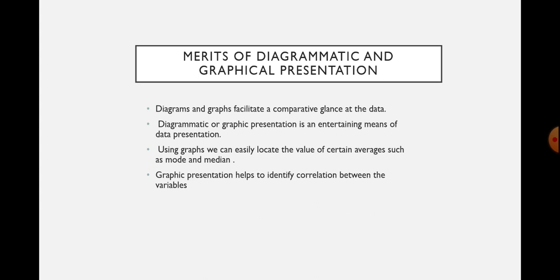Now, graphic presentation helps to identify correlation between the variables. Correlation refers to a definite relationship that exists between two variables. For example, there is a negative correlation between price of a commodity and its demand. As the price of the commodity increases, demand for the commodity decreases. Similarly, there is a positive correlation between price of a commodity and supply of the commodity. As price of the commodity increases, supply of the commodity also increases. We will learn more about the concept of correlation in chapter number 12. This is a part of the fourth stage, that is analysis of data.